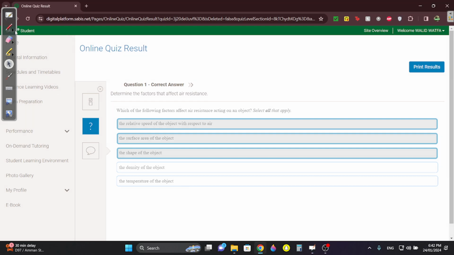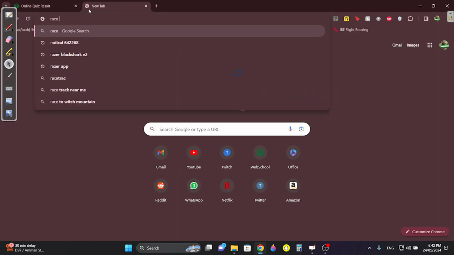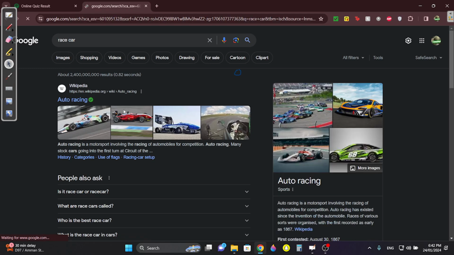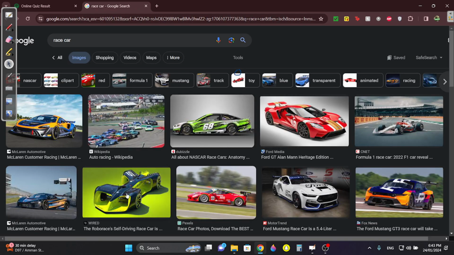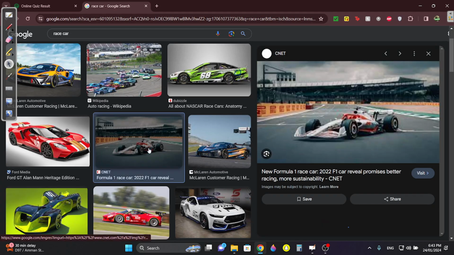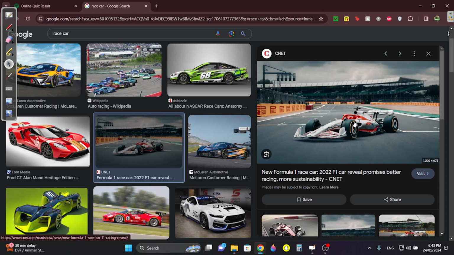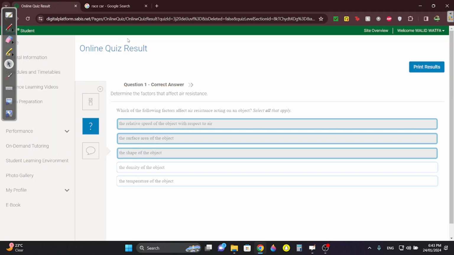And also for the shape of the object, if you see racing cars, the way they're shaped, let me show you a race car. If you look at how they're shaped, the shape is in a way where the air won't really hit the car. It's going to flow along the car, and it's going to minimize the air resistance, if you know what I mean. That's why the shape affects it. And obviously the relative speed. If the object is going really quickly, then there's going to be more air resistance, and if it's going slowly, there's not going to be that much air resistance.